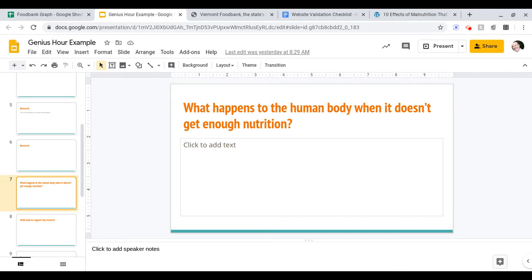One of the things that I had put in my graphic organizer for my example as I was thinking about helping my local food bank was this idea of why it's important that people get healthy, nutritious food regardless of their socioeconomic status. Why does everybody need access to good health and nutritional food? So one of my questions that I wanted to ask in my science research was what happens to the human body when it doesn't get enough nutrition? Well, I didn't know that off the top of my head, so I needed to go find it.